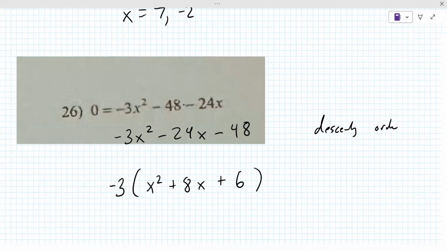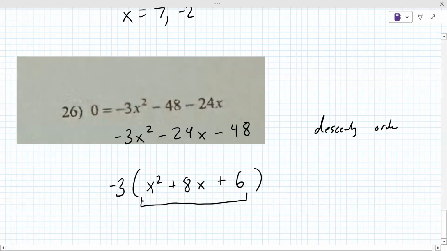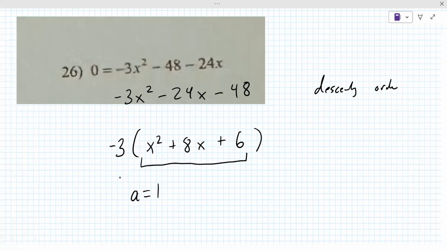But this one does not factor, which means you have to go back to something else to solve this, either the quadratic formula or completing the square. Your choice. Then I kind of want to try the quadratic formula. So the nice thing is you can use the quadratic formula in just this part. You don't have to account for the -3. So it's A equals 1, B equals 8, and C equals 6.